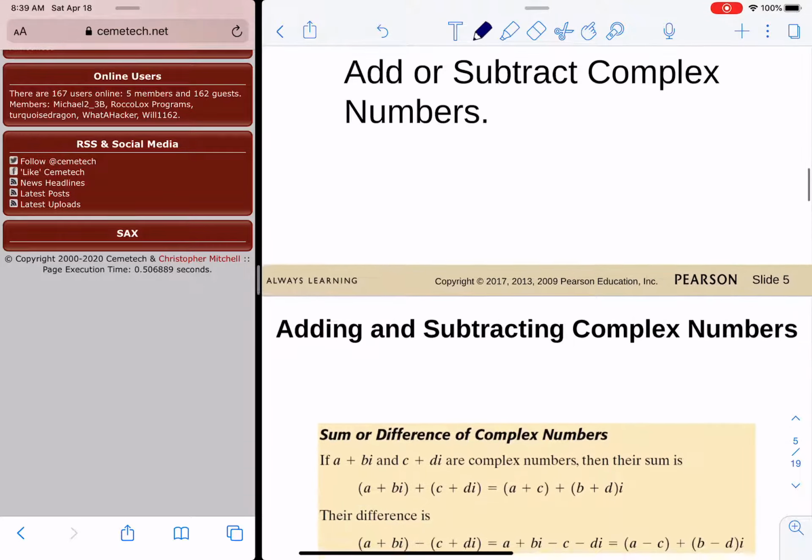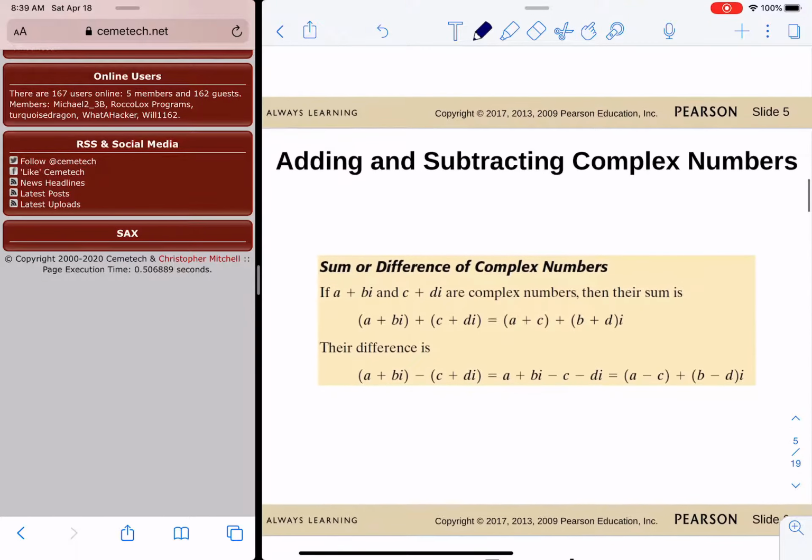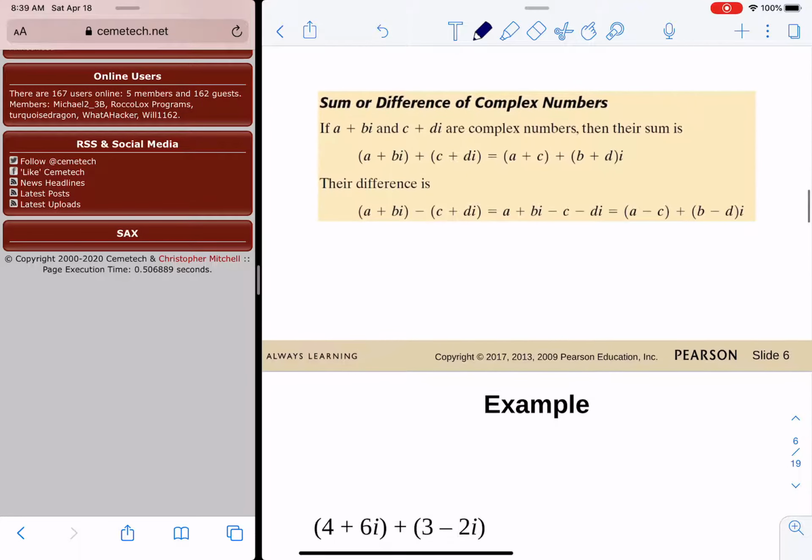Now we move on to adding and subtracting complex numbers. So the key here is to combine real parts, combine imaginary parts, simplify, and you get the result.